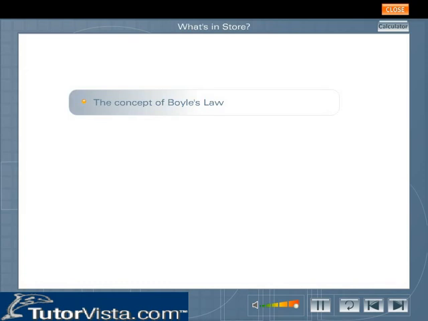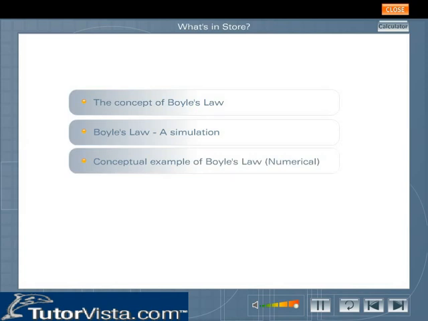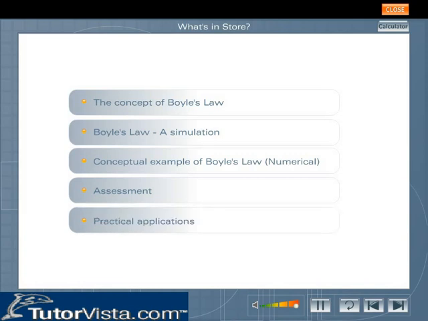In this module, you will be learning about the first of the simple gas laws, Boyle's Law, that concerns the relationship between pressure and volume of a given gas. At the end of the learning section, you will have a simulated interactive exercise to guide you through the concept further. Your performance will be elicited with the help of a conceptual example in the form of a numerical. You will then be ready to take a simple assessment of your comprehension. Finally, you will explore a few practical applications of this law.